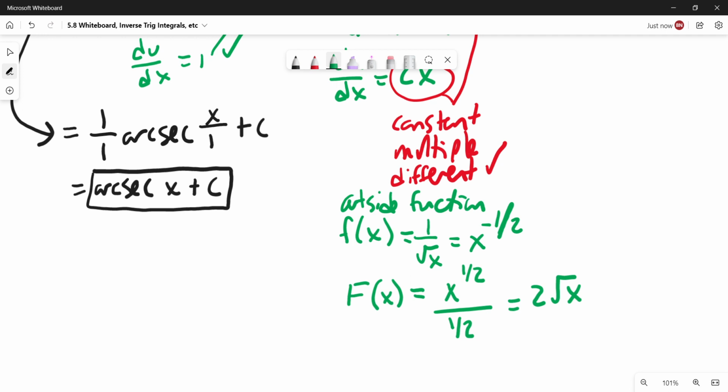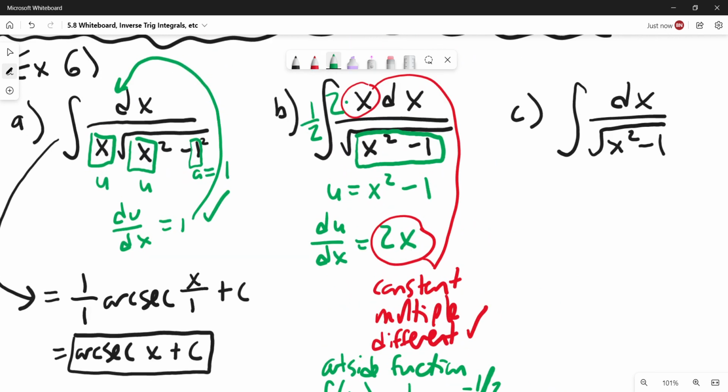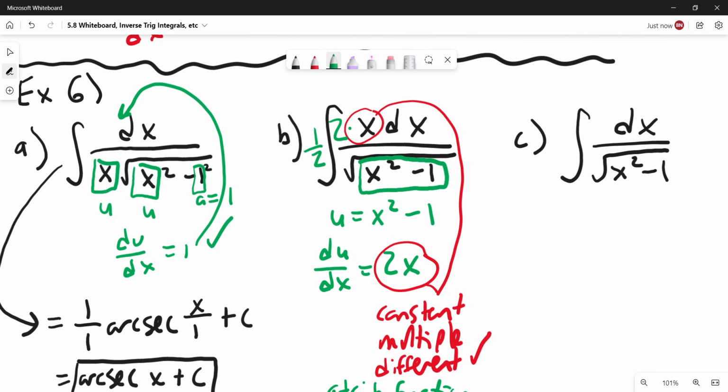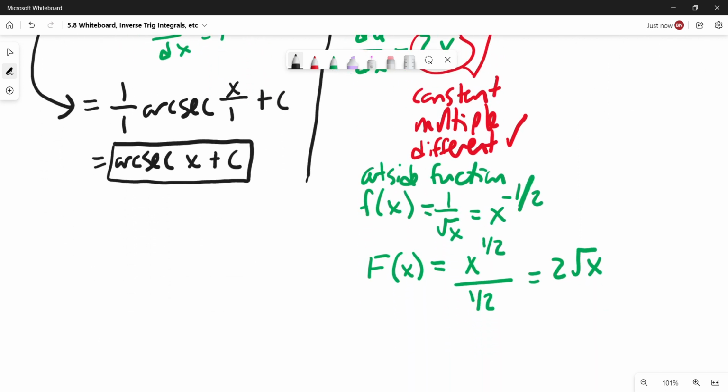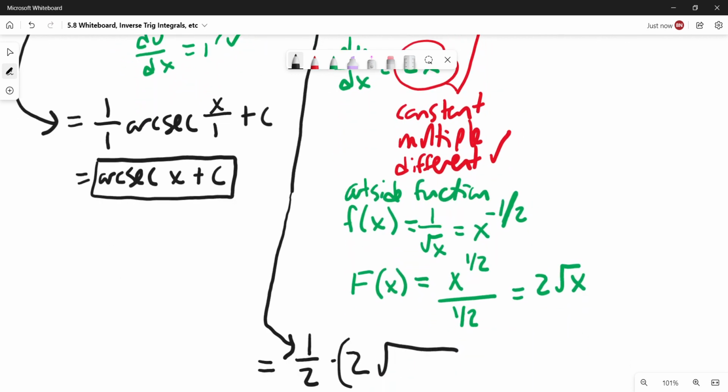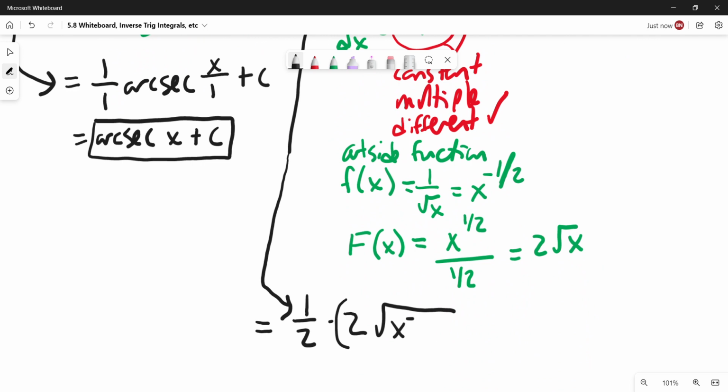Okay, so your final answer is going to have a 2 times square root of blop in it. And you're also going to have this 1/2, right? This 1/2 is going to come all the way down here. So this whole thing equals 1/2 times 2 times the square root of blop. What's our blop? Our blop is x squared minus 1, all plus c.